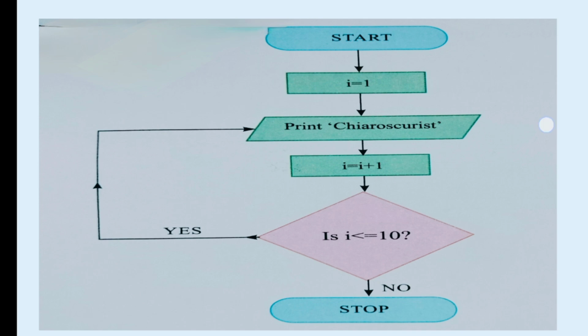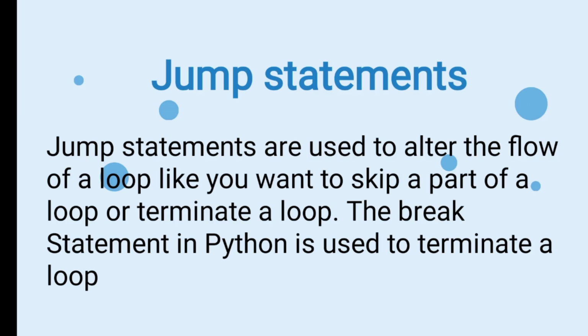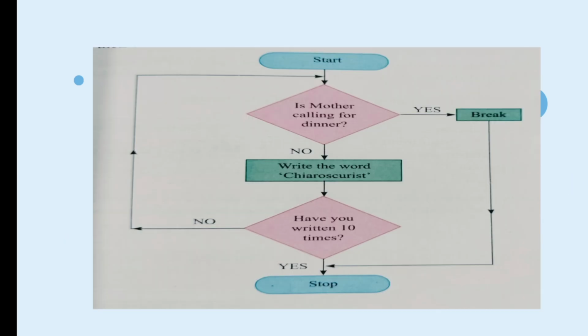So next is jump statements. Jump statements are used to alter the flow of a loop, like when you want to skip a part of a loop or terminate a loop. The break statement in Python is used to terminate a loop. So let's take the above example, writing the word repeatedly 10 times, with a condition that if mother calls for dinner, then stop the work immediately.